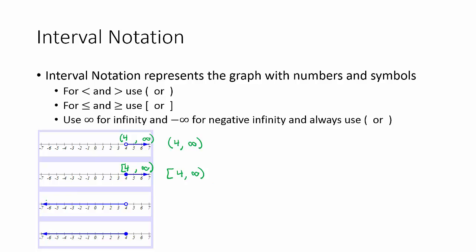The third example, you'll notice, starts all the way off to the left here at negative infinity. It goes forever. But it stops at 4. Because we're not a solid dot, we're just less than, we're going to use a curved parentheses for the 4. Infinity always gets a curved bracket. And you notice the interval notation's always read left to right. This graph goes from negative infinity up to 4.